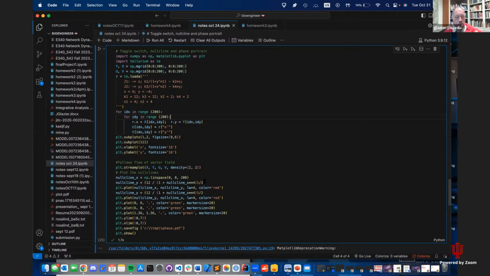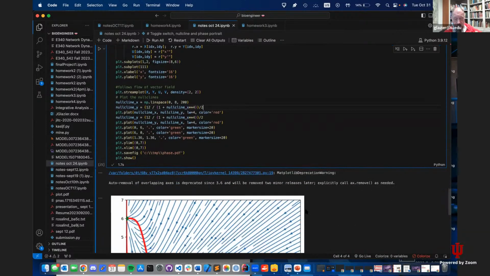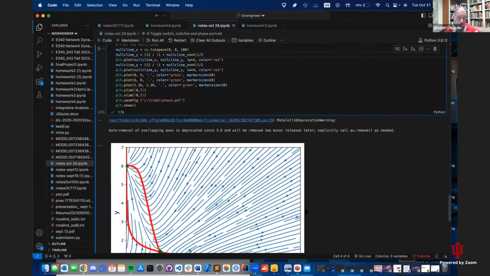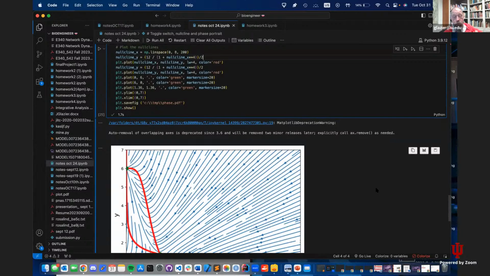So does anybody want to take a stab at what the nullcline X and nullcline Y things are about? The line numbers are turned off, but most of this code is trying to plot those nullclines, those red lines. So before we go too far, Ibrahim, or William, you asked the question, how do you know which nullcline is which? Actually, you can just give a different color for figuring out which one is which.